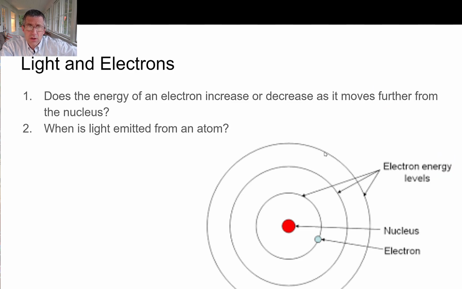Anyway, that's the plan for this week. We'll give you a chance to get your head around it. And then we'll start using that a little bit to try to understand a number of things, including how you can get colors out of things, how fireworks can give off colors, how light bulbs can give off light, and how the atom itself can be understood.